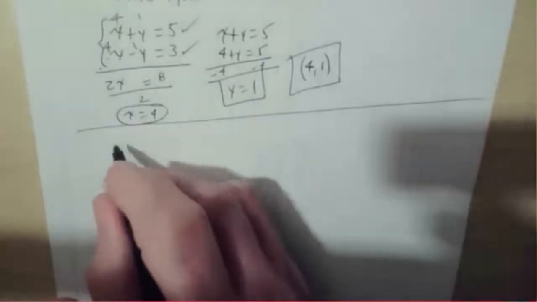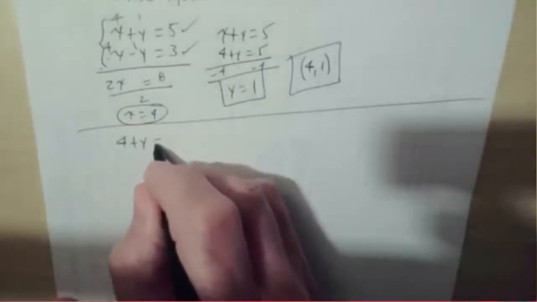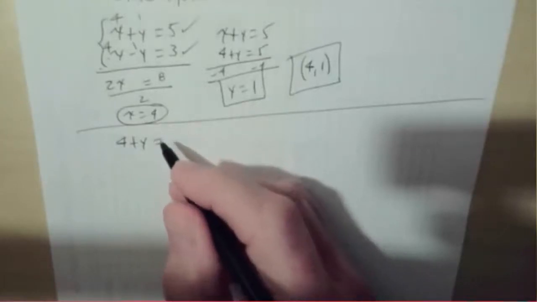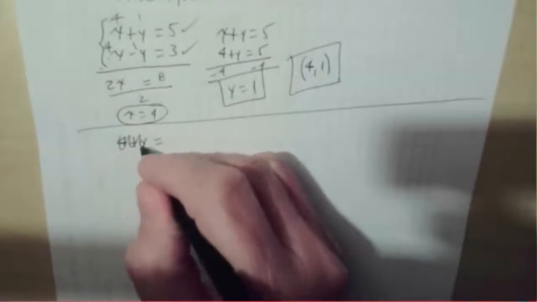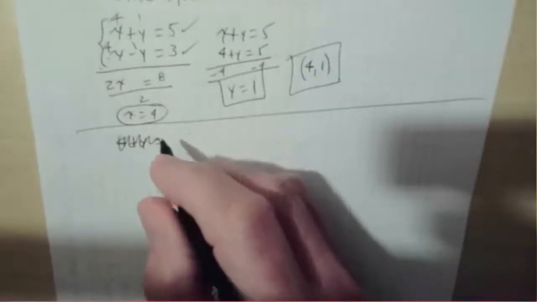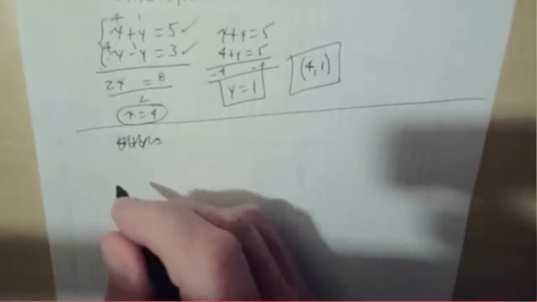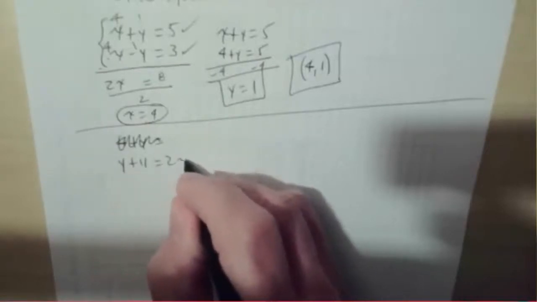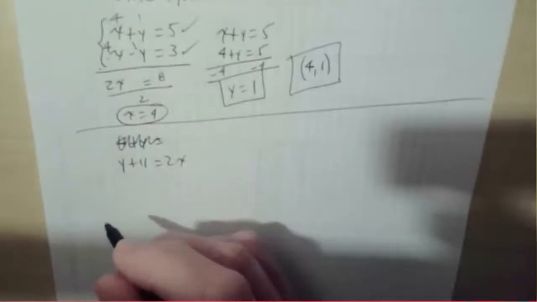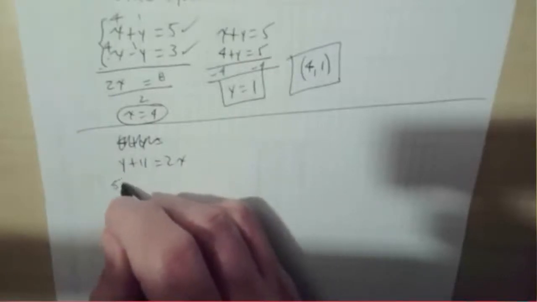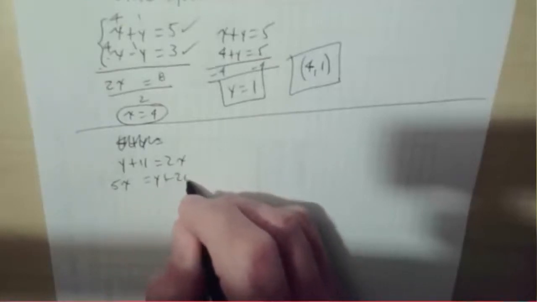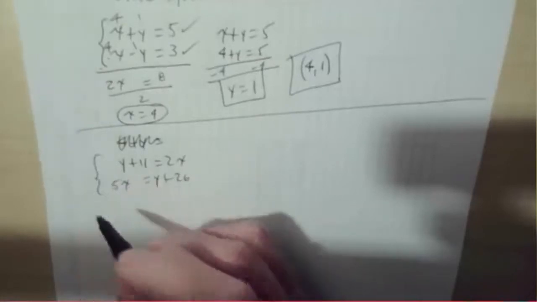Now, what if we have this? 4 plus y. No, stupid boy. That's not right. I'm sorry. Wasn't paying attention. I'll do better. y plus 11 equals 2x, and 5x equals y plus 26. Now remember, system of equations.